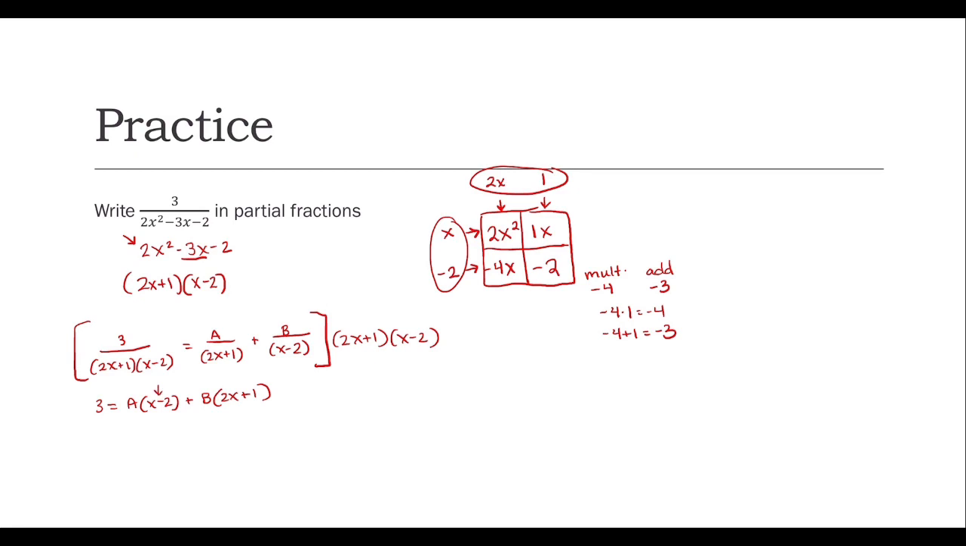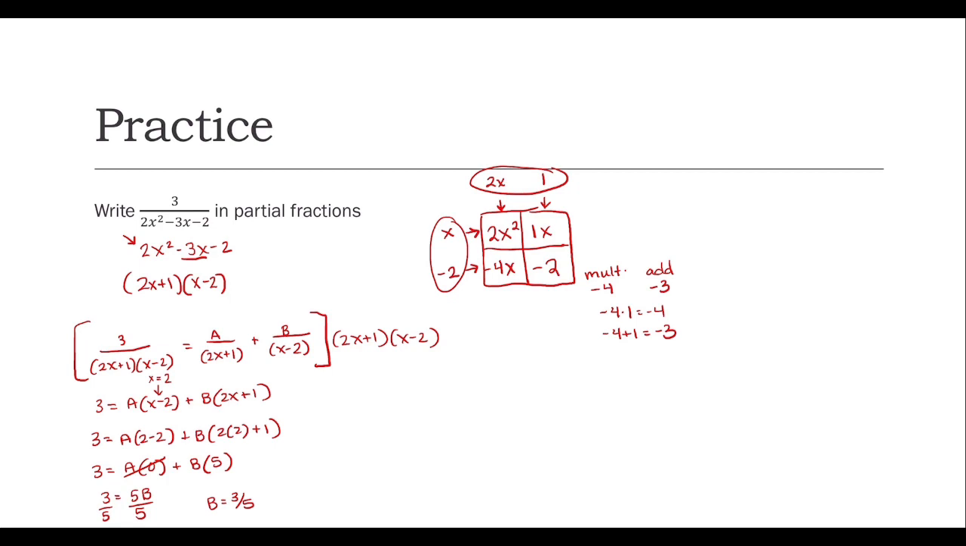This factor here equals 0 when x equals 2. So we'll plug in 2 for x. So we get 3 equals a times 2 minus 2 plus b times 2 plus 1. So that's 3 equals a times 0 plus b times 2 is 4 plus 1 is 5. A times 0 is going to be 0, so that'll go away. So we get 3 equals 5b. And when we divide both sides by 5, we get that b equals 3/5.